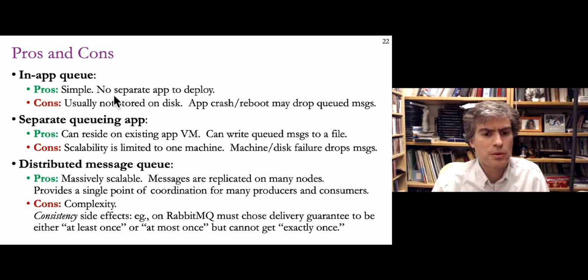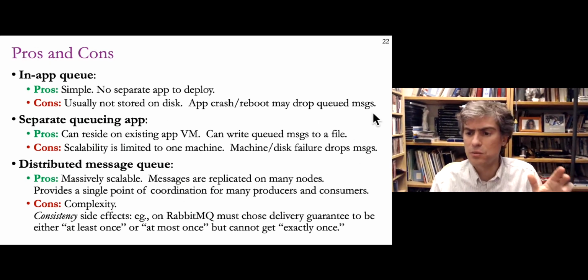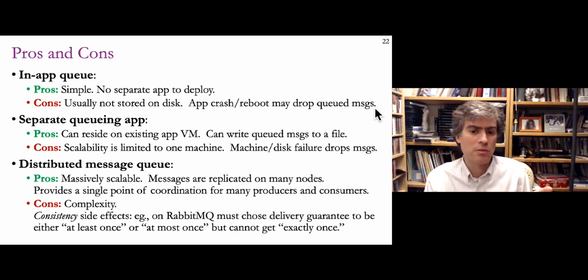An in-app queue is simple. There's no separate app to deploy. The downside here is usually that you're just using an in-memory data structure, so it's not stored to disk. If your app crashes or reboots, you would drop those messages that were in memory.